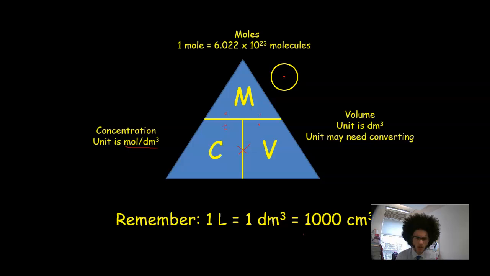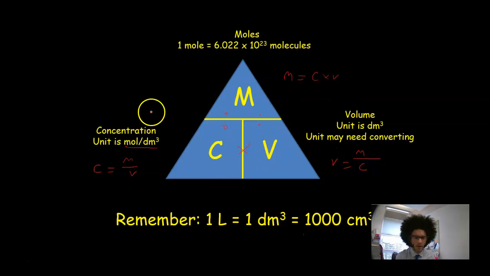So to derive the equations, moles will equal, if you just cover it, you'll know that it's going to be C multiplied by V, or concentration multiplied by volume. Here, concentration will equal M divided by V. And over here, the volume equals moles divided by concentration. So remembering this is very, very useful.